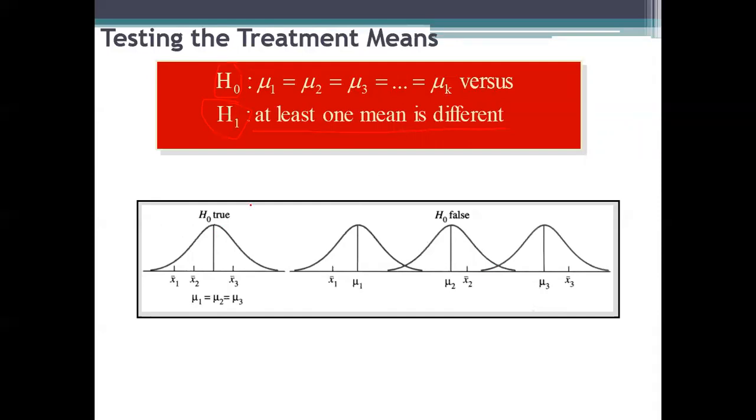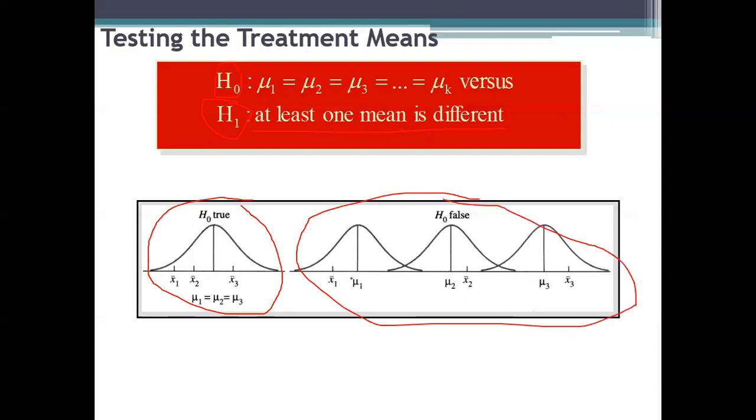So this picture is only to show you the condition if H0 is true, and this is the condition if the null hypothesis is false. That means there is a difference between mu1, mu2, and mu3. Okay, this is if the null hypothesis is true. That means there is no difference between the means, so all the means are the same.